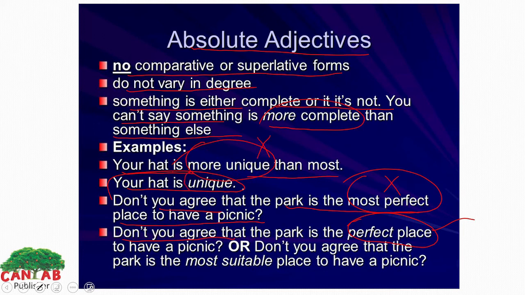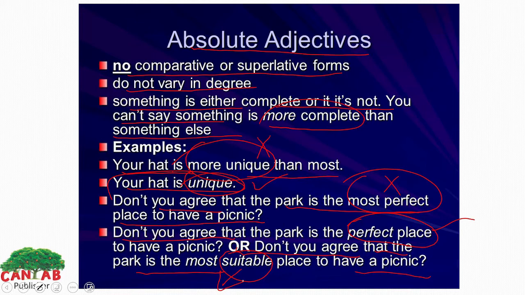Unique is the correct absolute adjective here. We can't say more unique or less unique or most unique. "Don't you agree that the park is the most suitable place to have a picnic?" If we are not using the word perfect, we can say most suitable. It has a superlative degree, most suitable. But with the word perfect, you can't use most and more, and likewise with unique and complete.